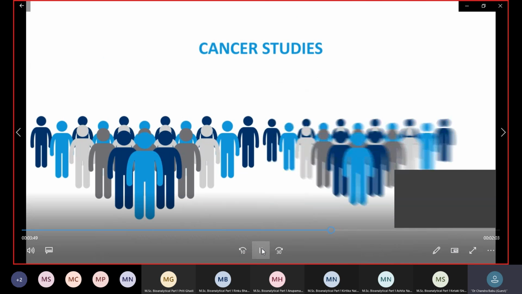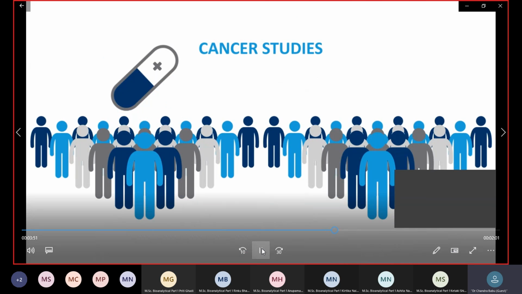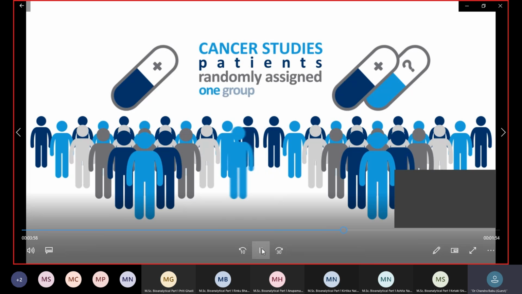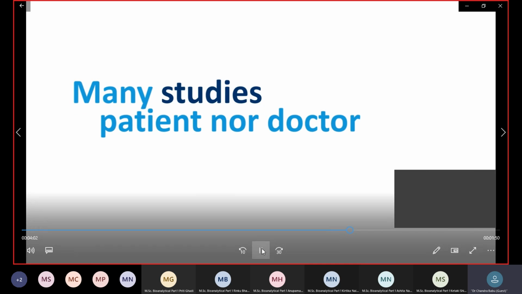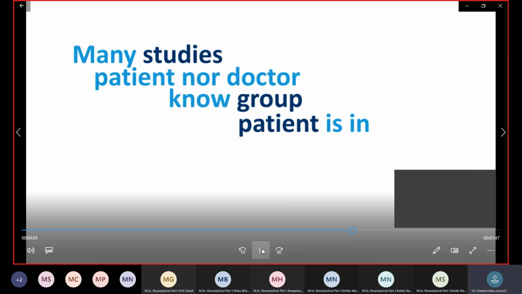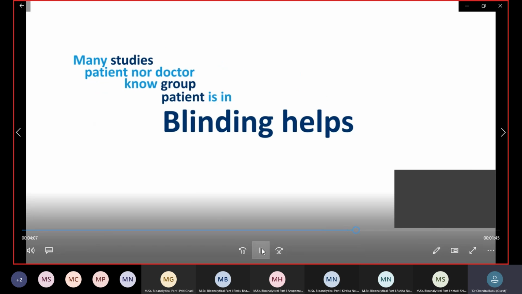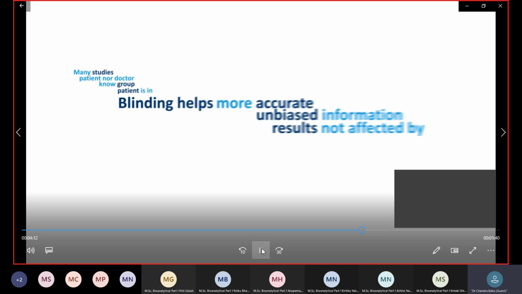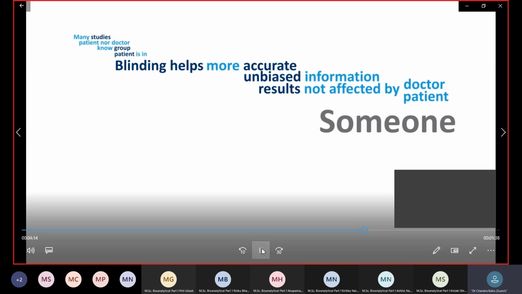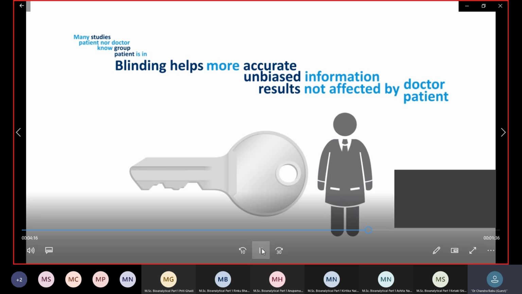Cancer studies often compare patients receiving the best currently available treatment to those receiving that same treatment plus the study medicine. In studies like these, patients are randomly assigned to one group or the other, like flipping a coin. In many studies, neither the patient nor their doctor will know which group the patient is in. This blinding helps researchers get more accurate and unbiased information as the results are not affected by what the doctor or patient thinks. Someone, usually a pharmacist, has the key and can tell which patients are on the study drug if it's needed to know for safety purposes.